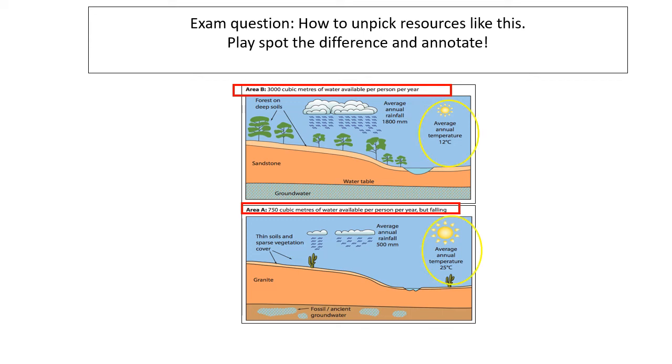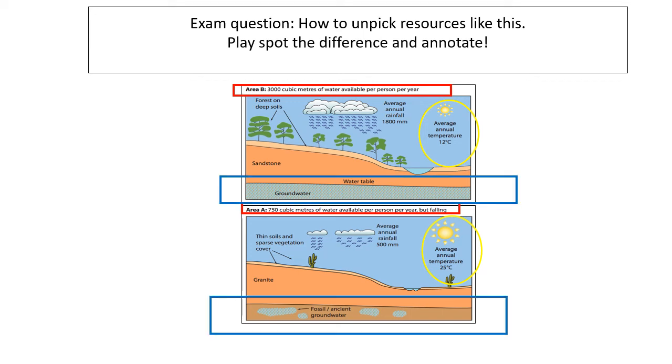Well, I've actually got the difference in temperature. One's 12 degrees, one's 25. Well, 25 degrees is going to cause a huge amount more evaporation than 12 degrees. So instantly I can see that the climate there, in terms of temperature, will reduce the amount of available water in area A because more of it's going to evaporate.